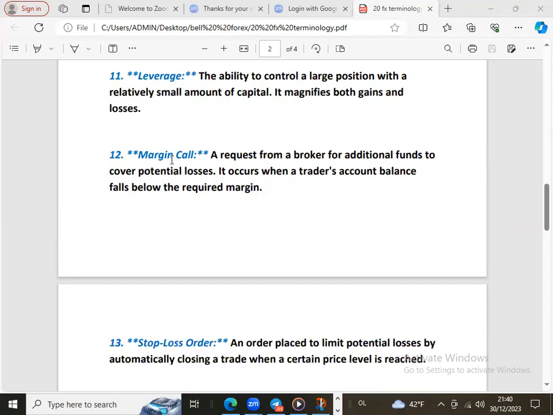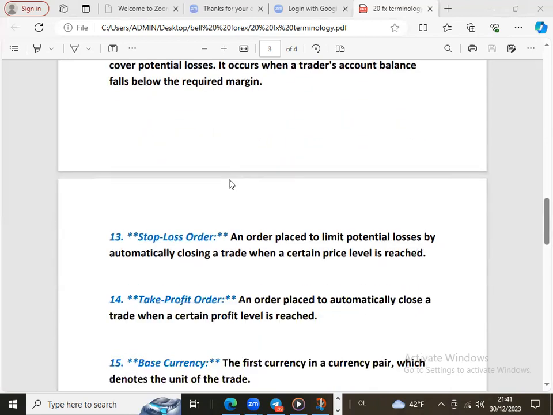Another terminology is called margin call. The 12th terminology is margin call. A margin call is a request from a broker for additional funds to cover potential losses. So when I say you have a margin call, it definitely means that you have a stop out. You have lost all your money. Let's say you have $10 in your account. You place a trade and you are going negative $9. That means you are almost losing everything you have, so you are getting closer to your margin call. If you lose all the $10, then you get what they call a margin call.